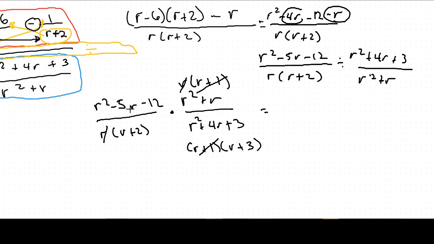And then we can't factor this one, right? So I'm just going to rewrite it. So that's r squared minus 5r minus 12. And then I have an r plus 2 on the bottom and an r plus 3 on the bottom. And that should be the answer.